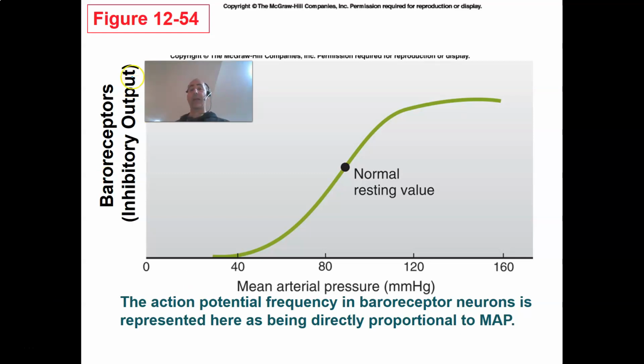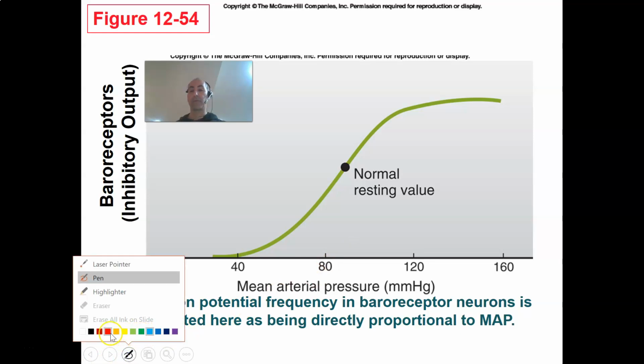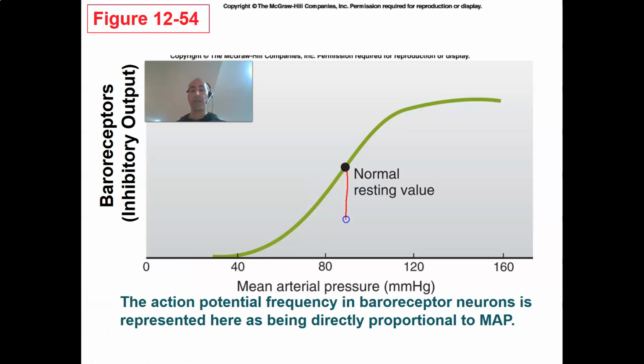On the y-axis, we represent the inhibitory output, how much inhibition the baroreceptors are pumping out, going from 0, and you can imagine the top being 100%. On the x-axis, you have blood pressure from 0 to 160. You'll notice that this spot here represents a mean arterial pressure of about 90 millimeters of mercury.